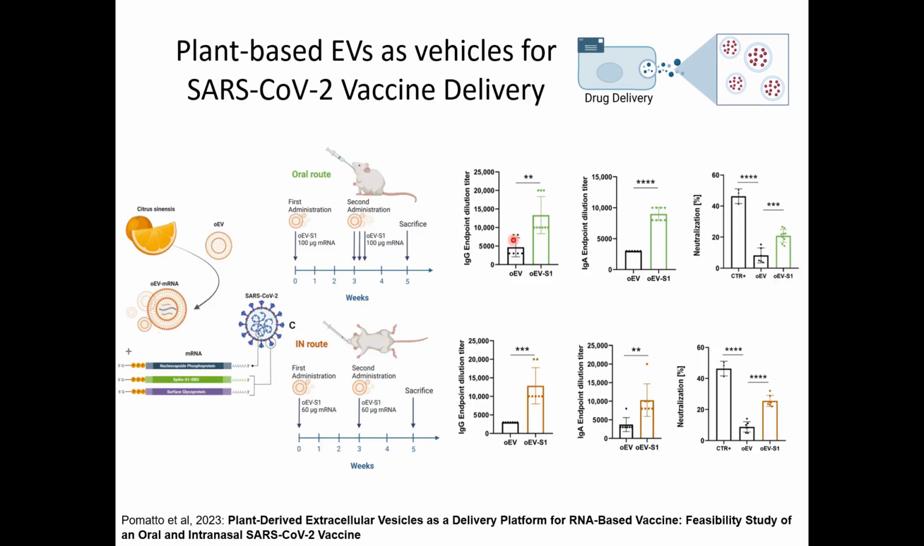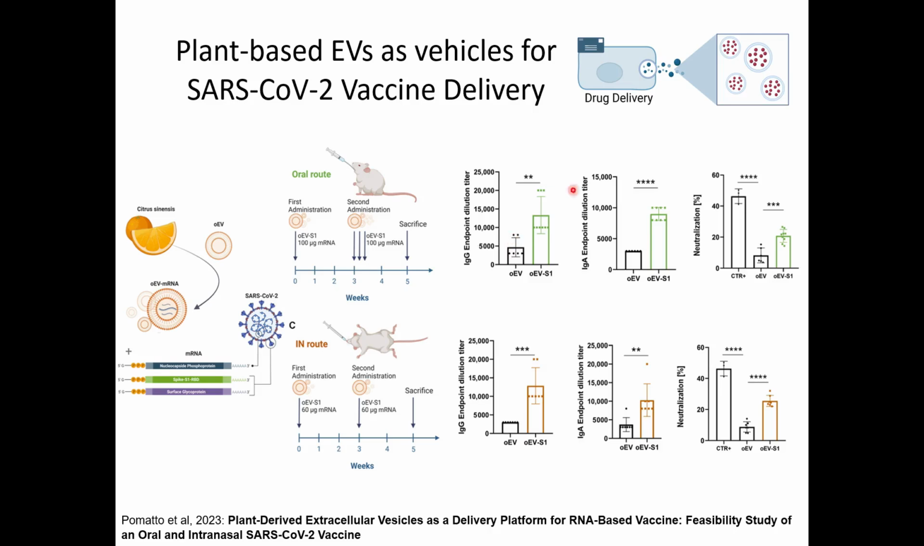And I wanted to show you a very interesting talk that was delivered a couple of weeks ago in Bethesda, where a group out of Italy, Professor Giovanni Camussi and others, were able to design an orally available EV vaccine from orange juice. So they isolate EVs from orange juice and they transfect mRNA for the spike-1 protein of coronavirus, and they give it to animals either orally or intranasally.